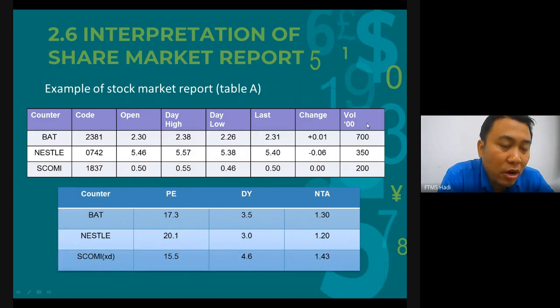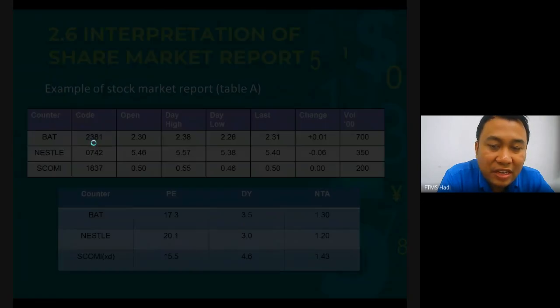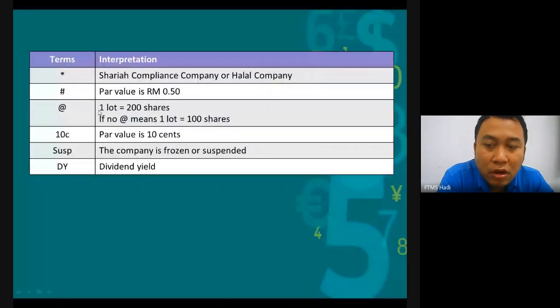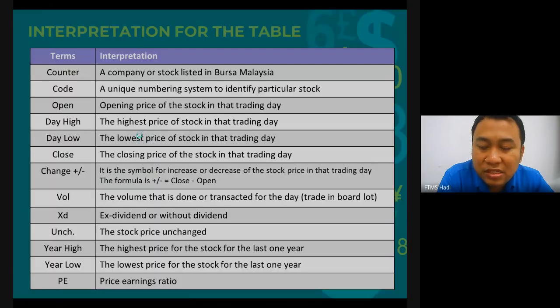Remember, one lot is equal to 100 shares. And if you have an A sign, this one you see here, one lot is equal to 100 shares. But if a certain company has an A sign, that means one lot is equal to 200 shares. And there are other terms here.